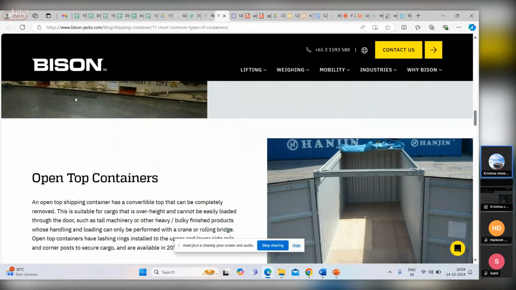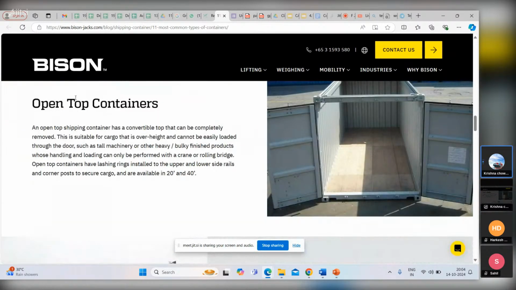Then you have the open top container. So the top is open, the rest of the sides are closed, and there is a door, which you generally have in all the containers. It has a convertible top that can be completely removed, like a car which has a removable top. This is suitable for cargo that is over height and cannot be easily loaded through the door, such as tall machinery or other heavy bulk finished products, whose handling and loading can only be performed with a crane or rolling bridge.